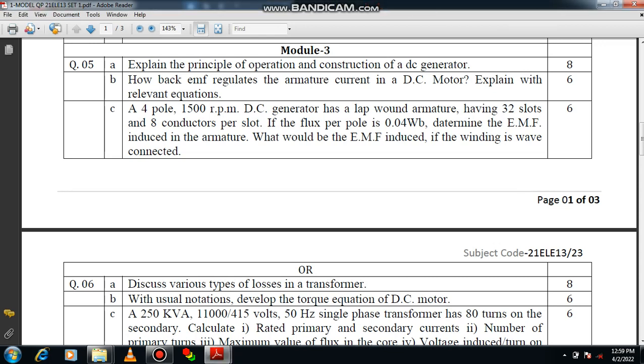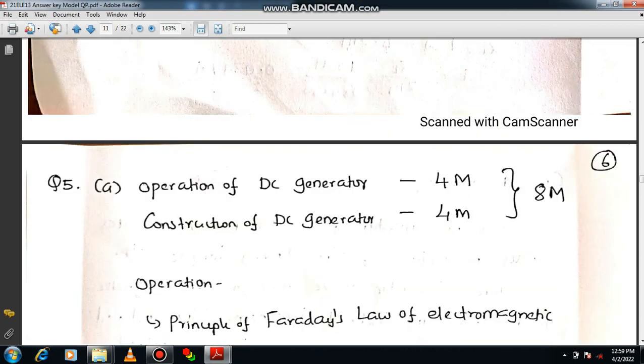I will be discussing the remaining part of the answer key in the question paper of Basic Electrical Engineering. Let us start discussing question number 5a. Explain the operation and construction of a DC generator. How do you give the answer? There are 8 marks. The 8 marks have been segmented into 2.